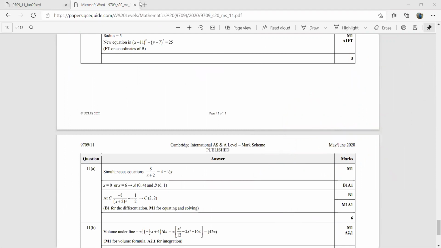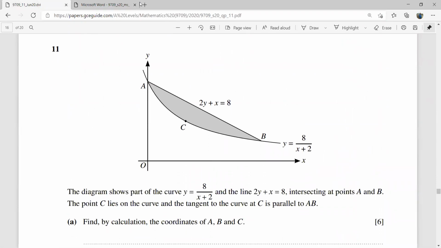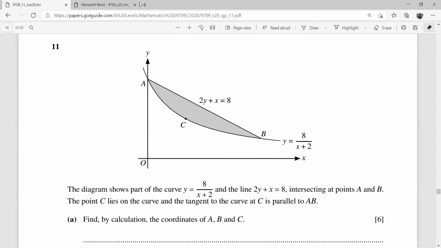Okay, so that was it for question number 10, I think. So we move to question number 11. The diagram shows part of the curve y is equal to 8 over x plus 2 and the line 2y plus x equal to 8 intersecting at the points A and B. The point C lies on the curve and the tangent to the curve at C is parallel to AB. Okay, so if you have a tangent over here, that might look like this. So this tangent is parallel to AB. So that means the gradient of AB and this tangent are the same.